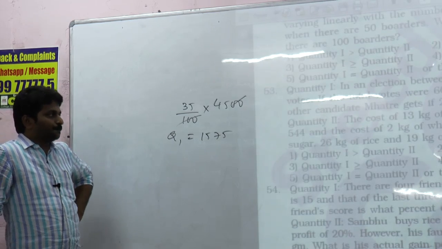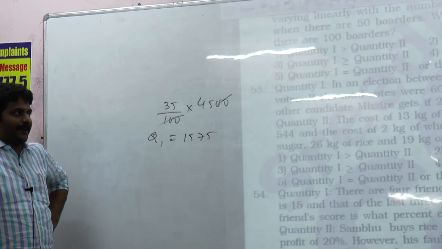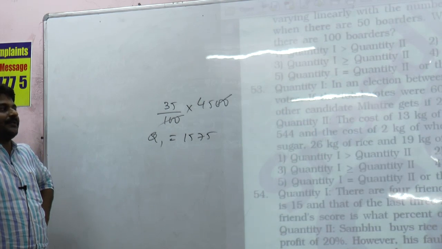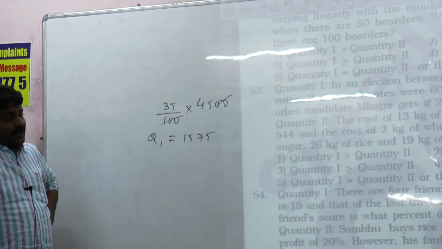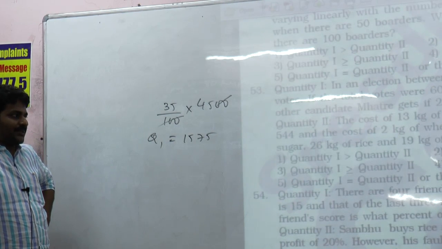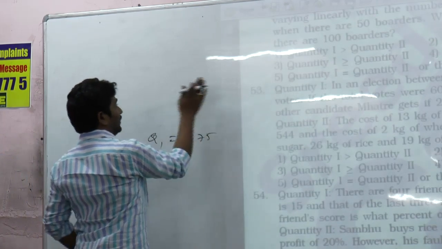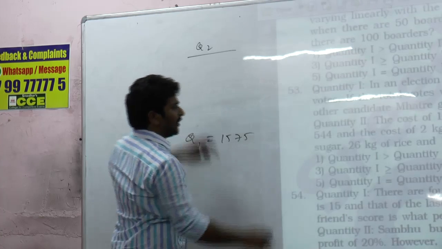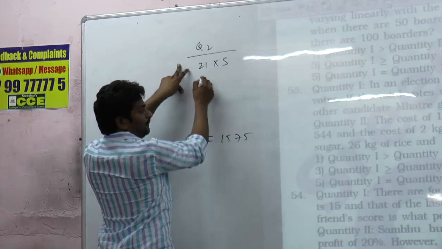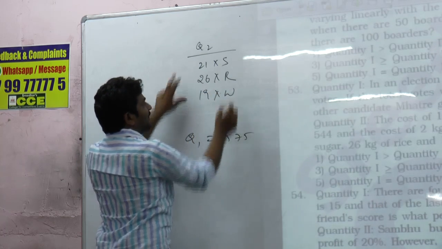Next, quantity 2. The cost of 13 kgs of sugar is 195. Cost of 17 kgs of rice is 544. Cost of 2 kgs of wheat is 336. What is the total cost of 21 kgs of sugar, 26 kgs of rice, 19 kgs of wheat? Now, quantity 2. How many kgs? 21 kgs of sugar, 26 kgs of rice, 19 kgs of wheat.